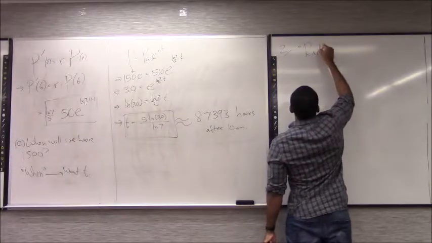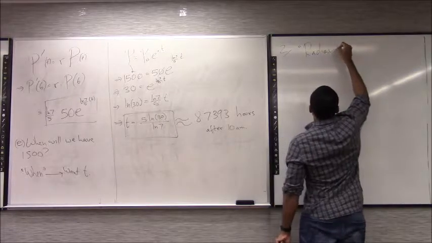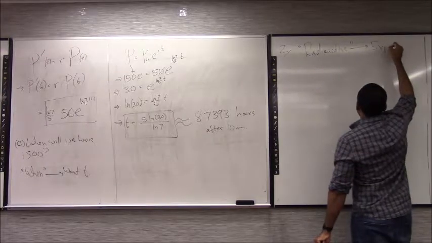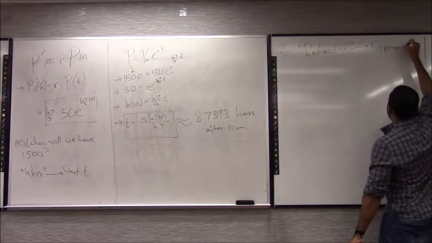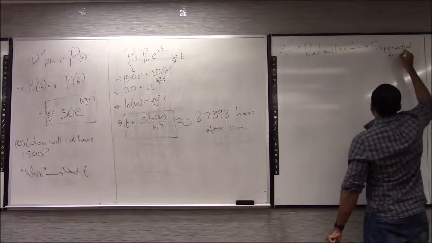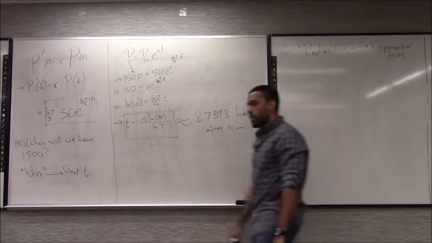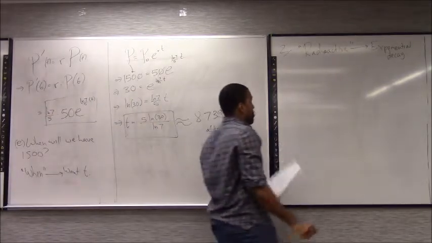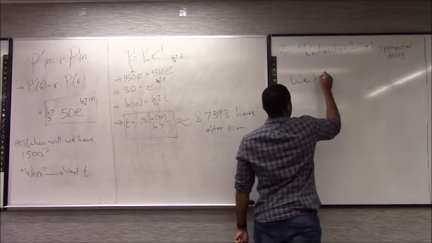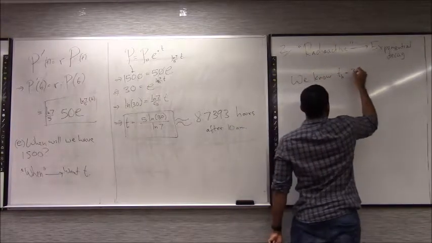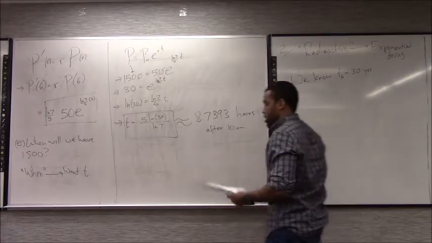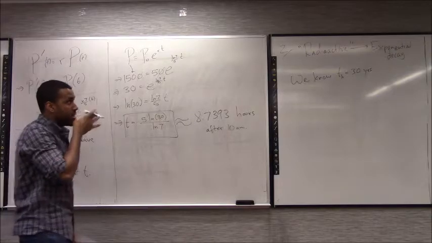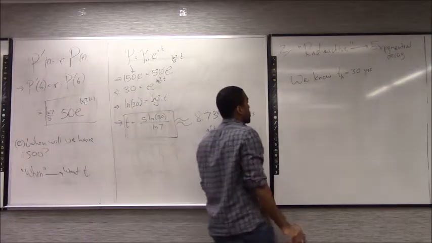So part A: the tip-off here is radioactive substance. This makes you assume exponential decay. Radioactive substances decay exponentially. And we're given the half-life. We know the half-life is 30 years. So we're going to measure time in years here. Find the differential equation satisfied by this quantity, P of t.